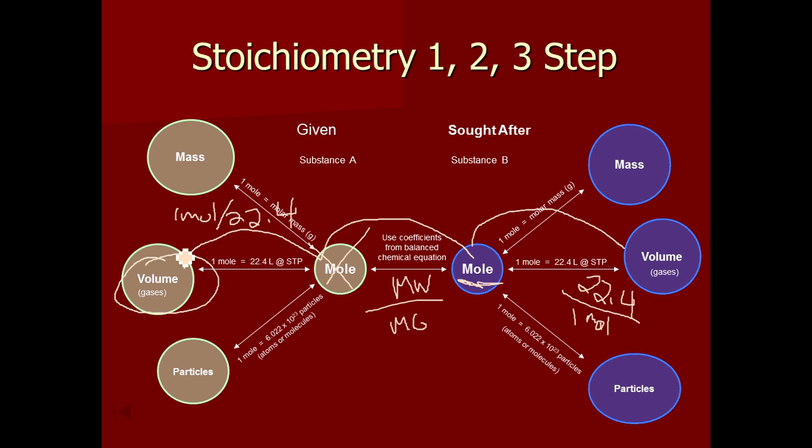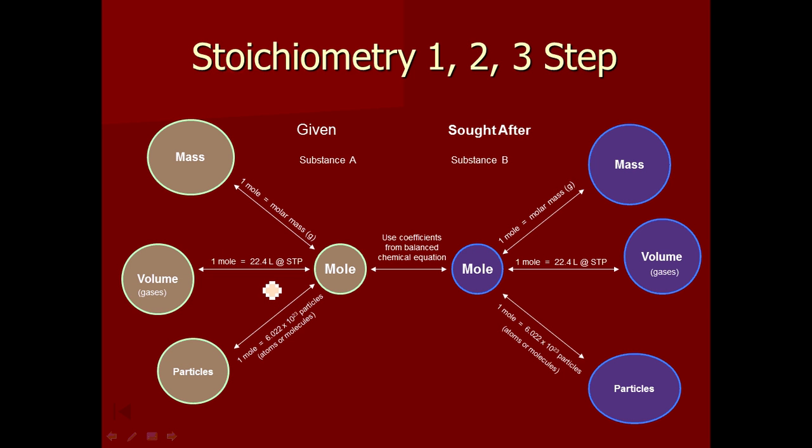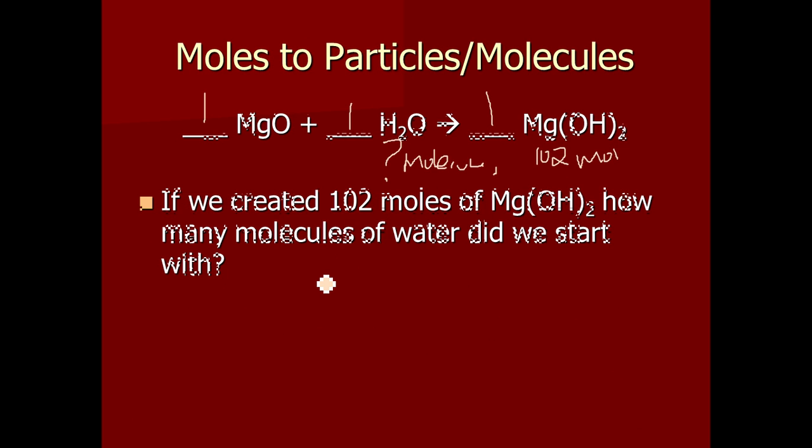let's jump back to my original thing here, and I'm actually going to clear this one off. We're starting at moles, 102, and I'm going to go down to particles. So moles wanted over moles given. And over here, we're going to do 6.02 times 10 to the 23rd all over 1 mole. Just like that, okay? So let's take a look.